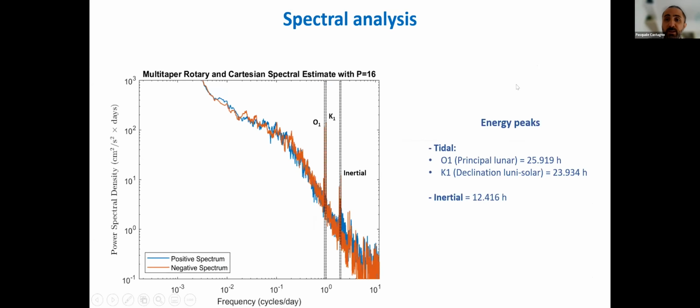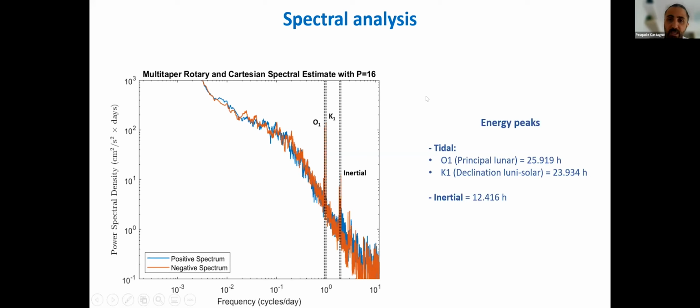The first thing we did was a spectral analysis, and from the spectral analysis, we can see that the energy peaks are mostly in the tidal and inertial periods. For the tidal, we have O1 and K1, the principal lunar declination and lunisolar, and the inertial, which here is very close to M2, the M2 component of the tide. So we have a strong tide, at least in the signal, and the same strong tide we have, for example, close to the shelf break. But let's see what the strength of the tidal currents is.